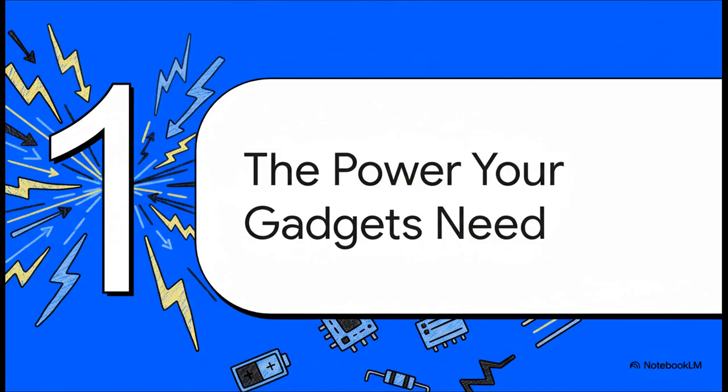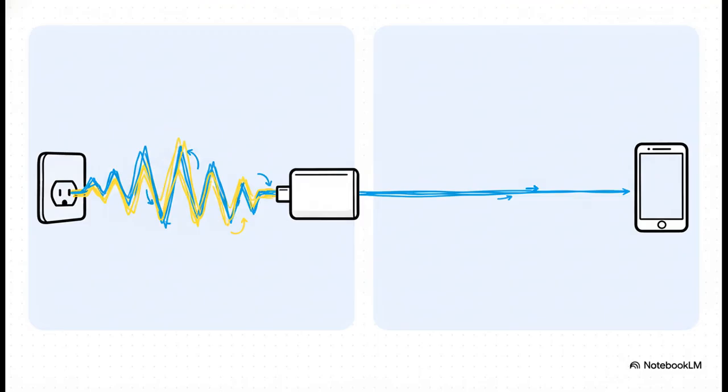Okay, so before we get to the solution, we really need to understand the problem. And it all boils down to two very, very different kinds of electricity. On one hand, you've got alternating current, or AC. This is the stuff that comes out of your walls. Think of it as wild and untamed. It's high voltage, and it's constantly flipping its direction back and forth.